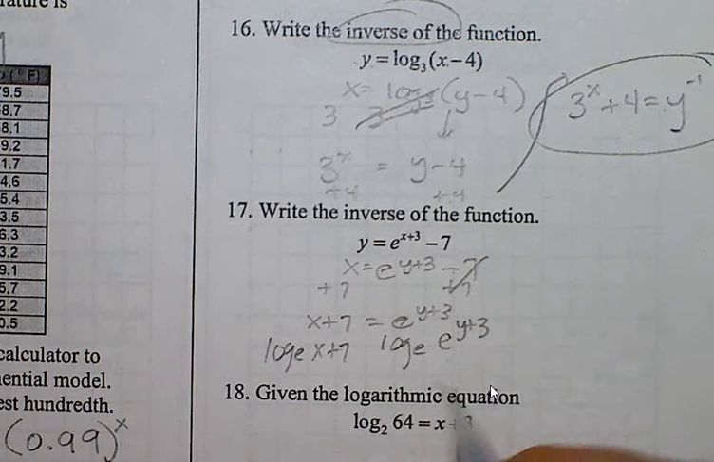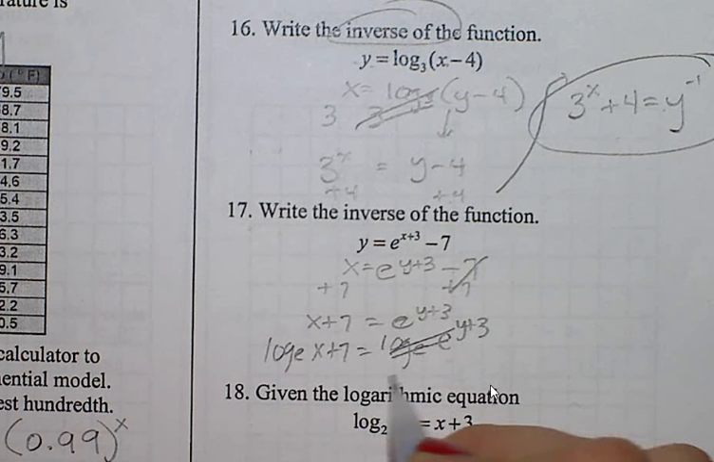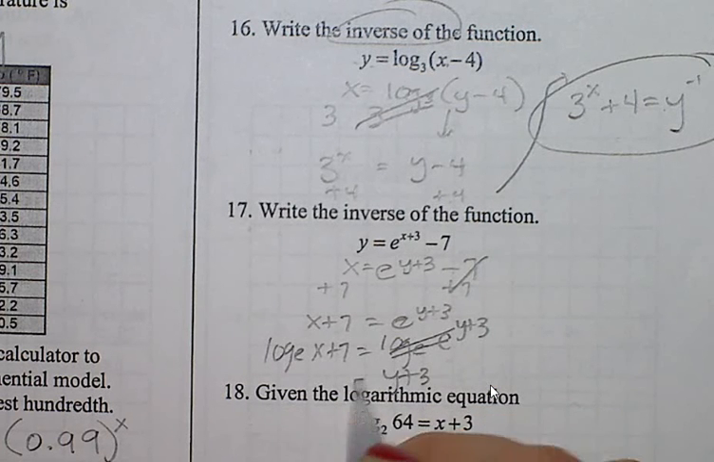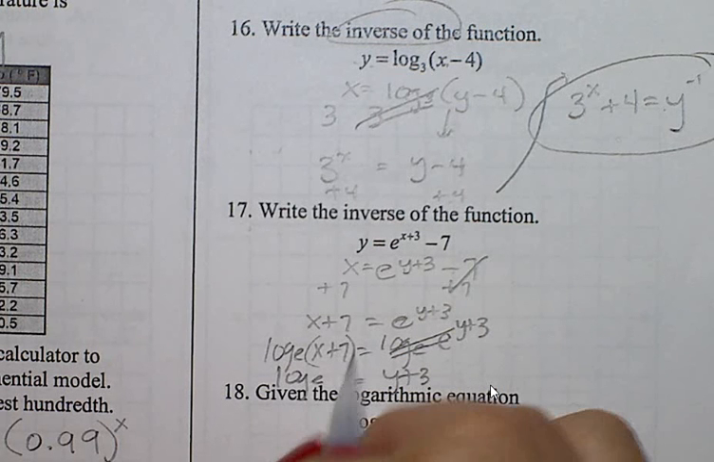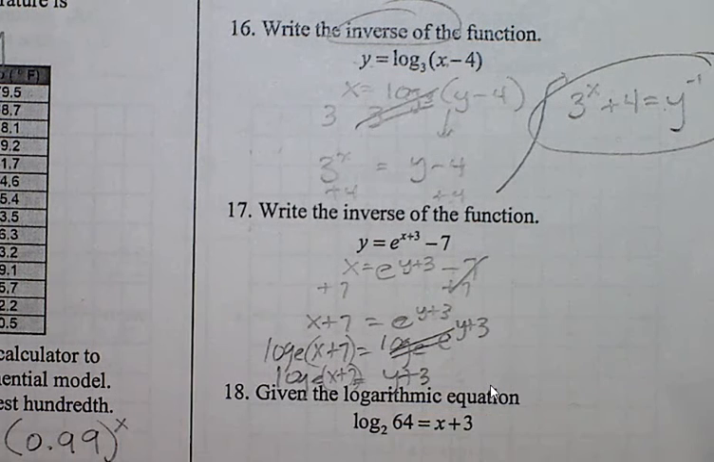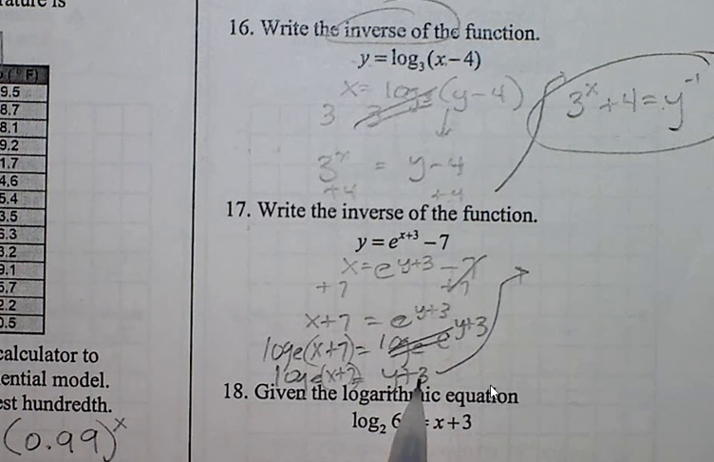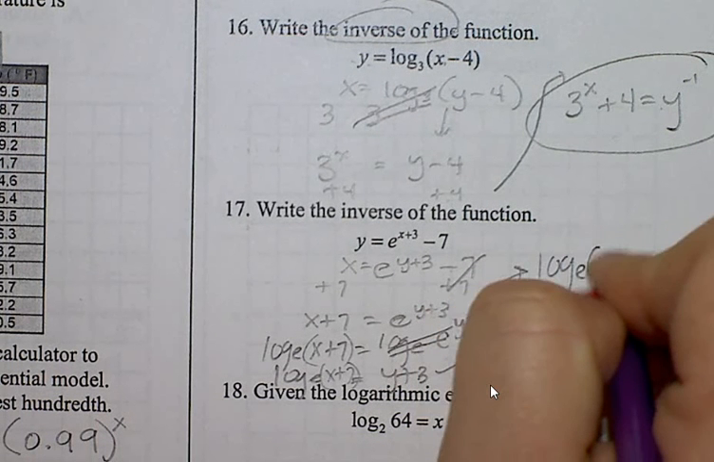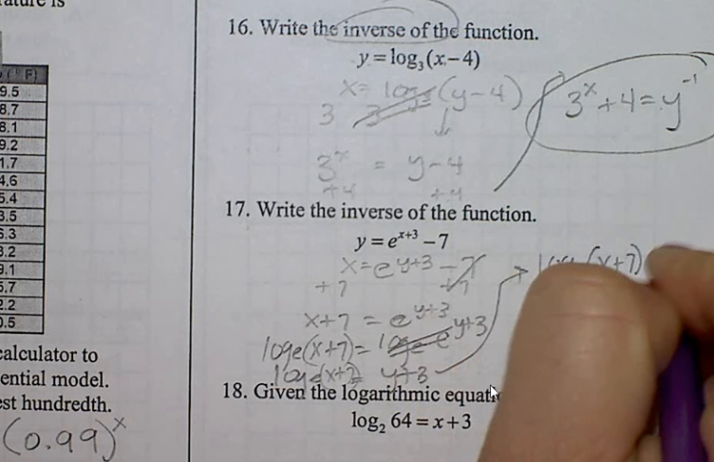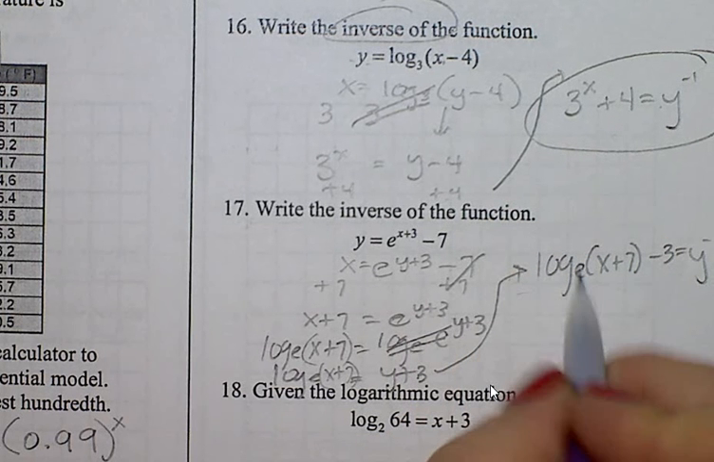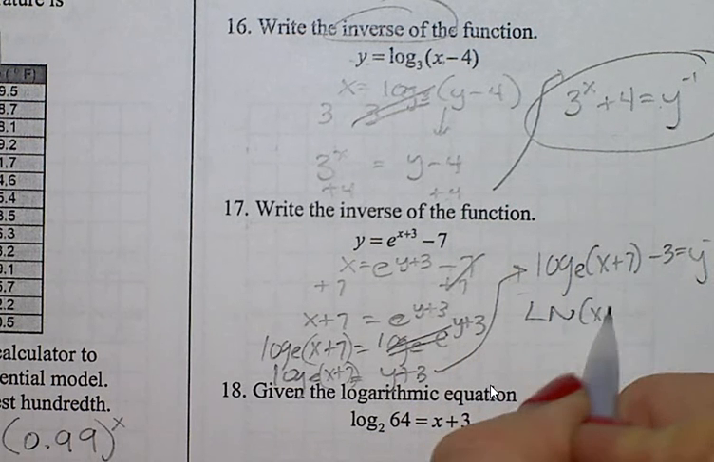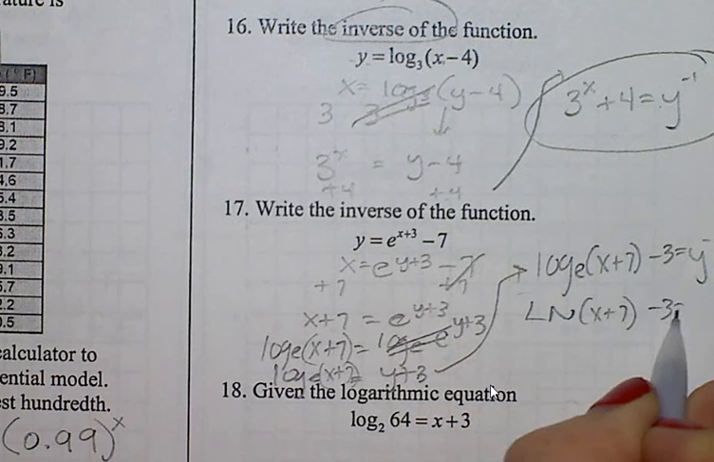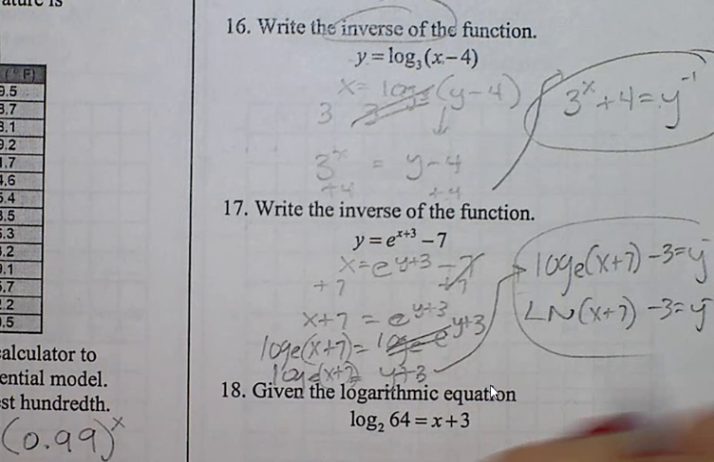So these cancel, and I bring down y plus 3 is equal to log base e of x plus 7. Come back over here, and now I want to subtract 3 to the opposite side. So log base e of x plus 7, subtract 3. Or you may see it as the ln of x plus 7, subtract 3. Equivalent forms.